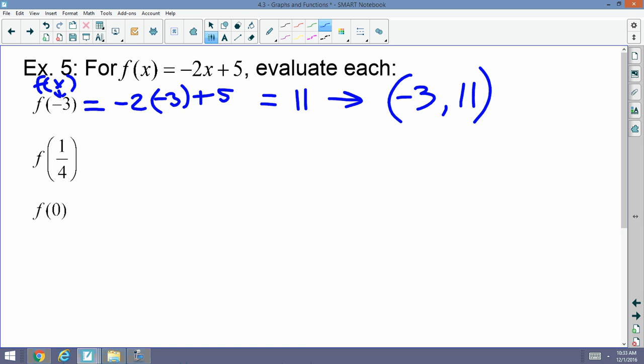Next, f of 1/4. What am I replacing the x with here in this particular case? So what am I going to replace in every x of this function? Okay, so I'm going to go negative 2 times 1/4 plus 5, which is going to equal 4.5. Very good, or 4 1/2. What's my ordered pair here?